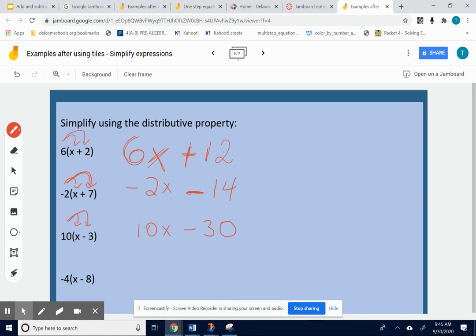Okay, the last problem, negative 4 times x minus 8. Negative 4 times x is negative 4x. Mush them together. And then you have negative 4 times negative 8. The signs are the same in that multiplication problem, so it's a positive. So negative 4 times a negative 8 is a positive 32. So we end up with negative 4x plus 32. In all four of these problems, we took the outside number times both parts.